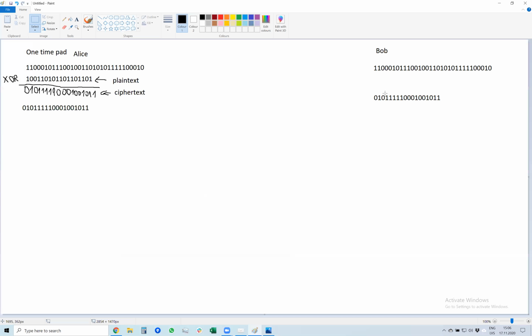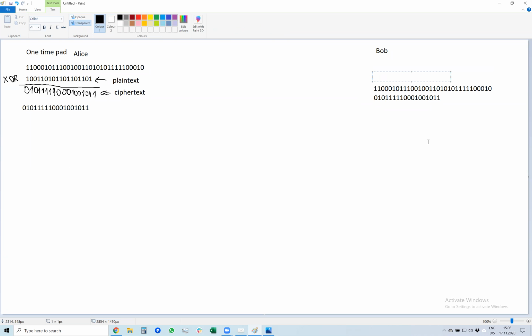So when Bob receives the ciphertext, he just uses his one-time pad and he XORs his ciphertext with his one-time pad, and he will get the original message back. Let's check it out. So he receives ciphertext like this. The one-time pad is this, so he just XORs it. 0 XOR 1 is 1. Here will be 0. Here will be 0 again. 1, 1, 0. 1, 0, 1, 1, 0. 1, 1, 0.